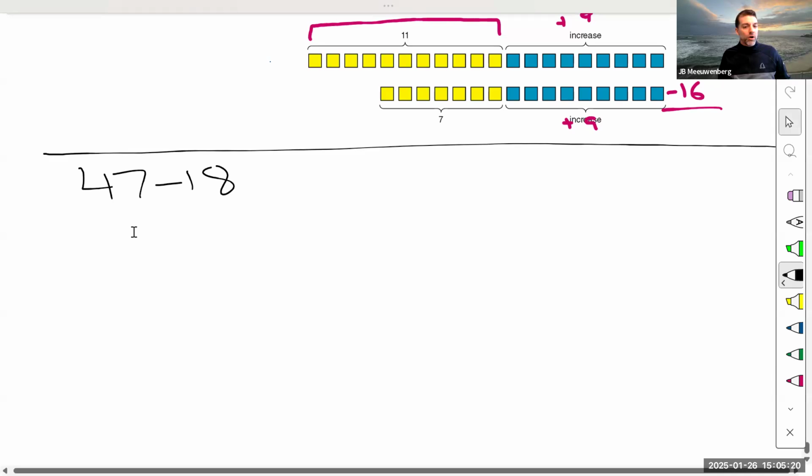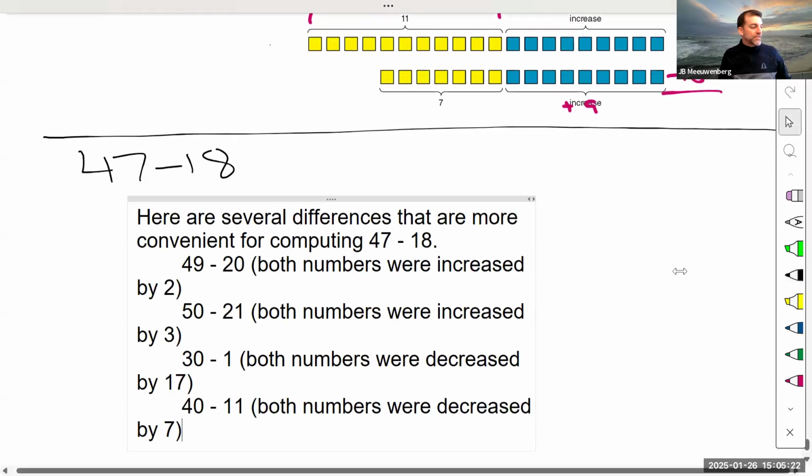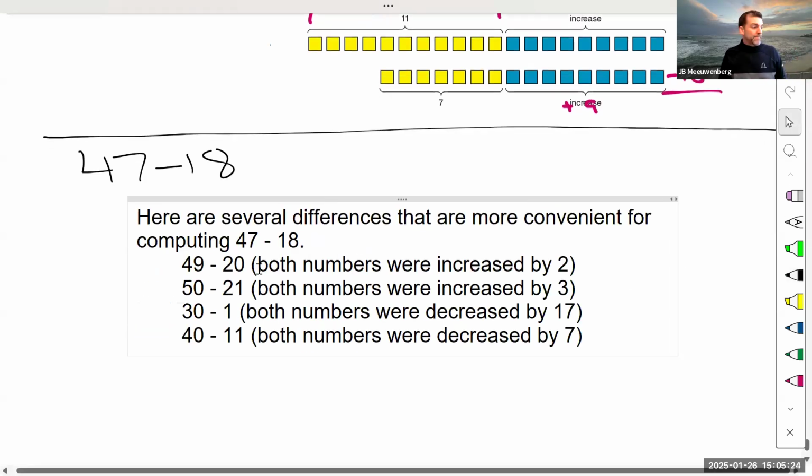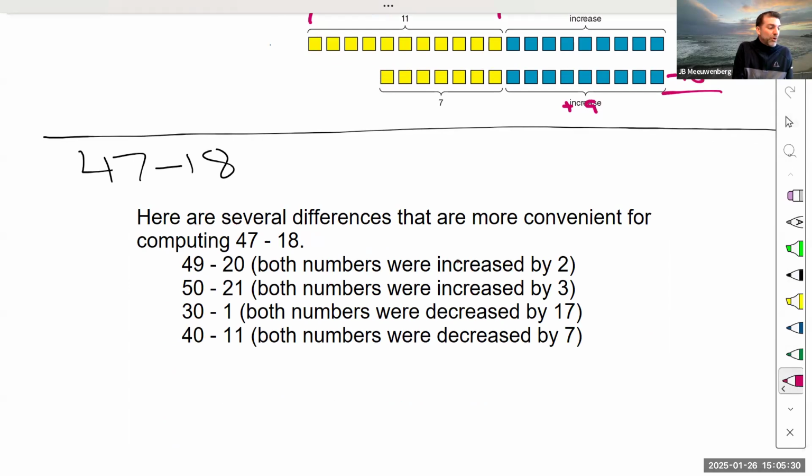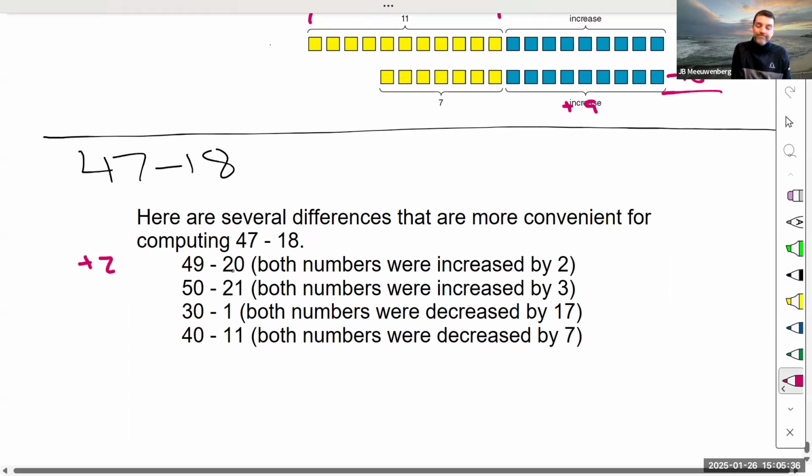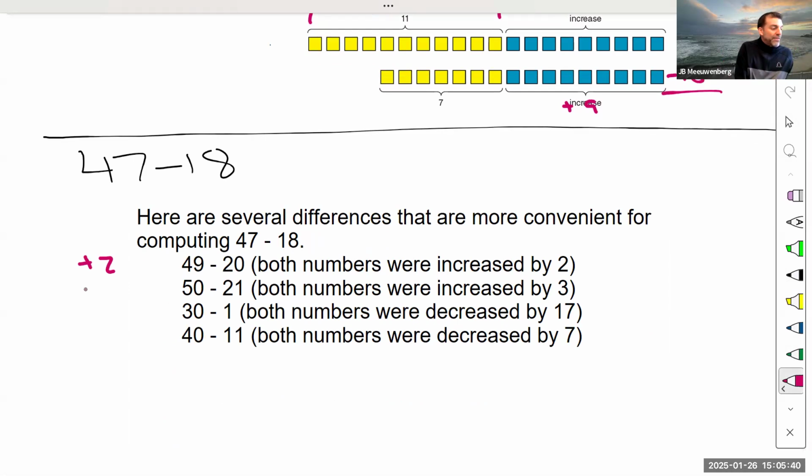And here are several ways that maybe you thought about it. So again, we had 47 minus 18. One way you could do it is add 2 to both numbers. If you add 2, you end up with 49 minus 20, which is 29. Maybe you added 3 to both numbers, because that made the first number a nice multiple of 10. 50 minus 21, also 29.